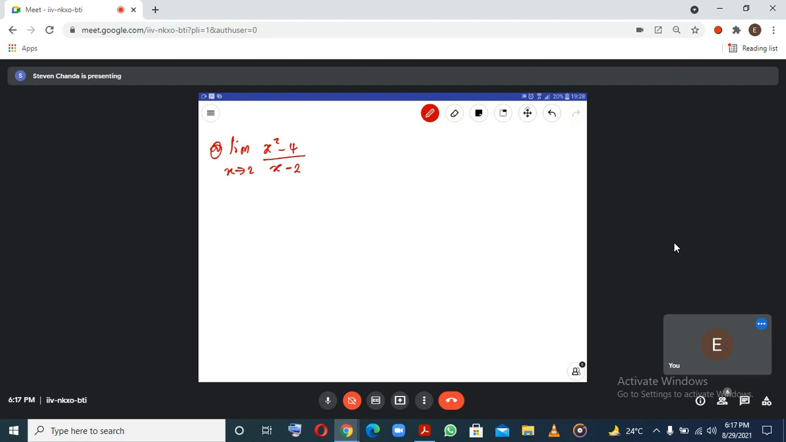Okay. So then what you're asking yourself is, what will be the value of this function, x squared minus 4 over x minus 2? For this particular equation, you're going to ask what's going to happen if x goes towards 2.